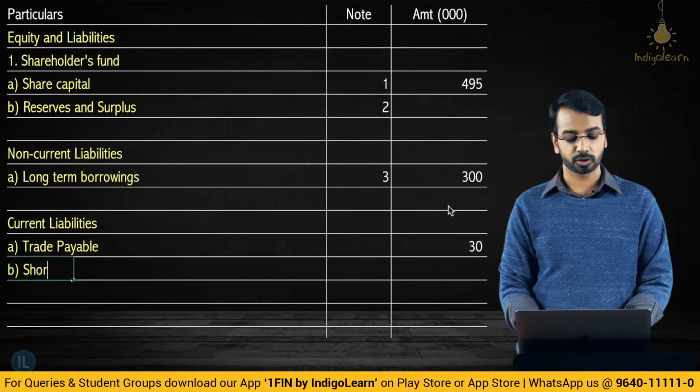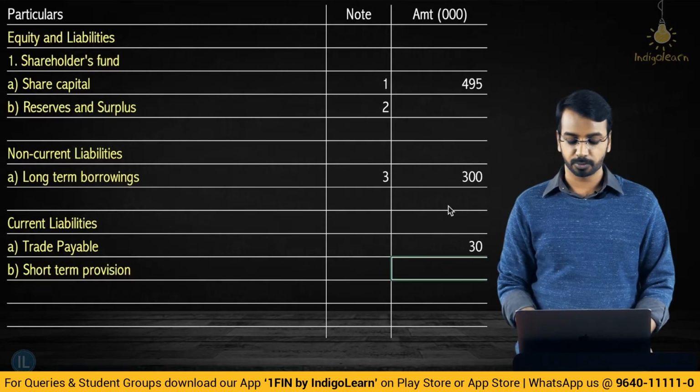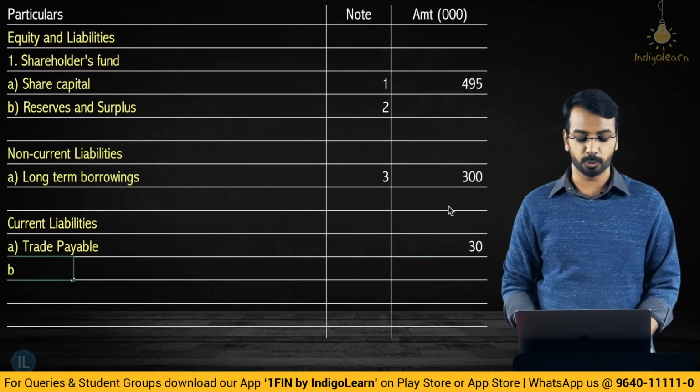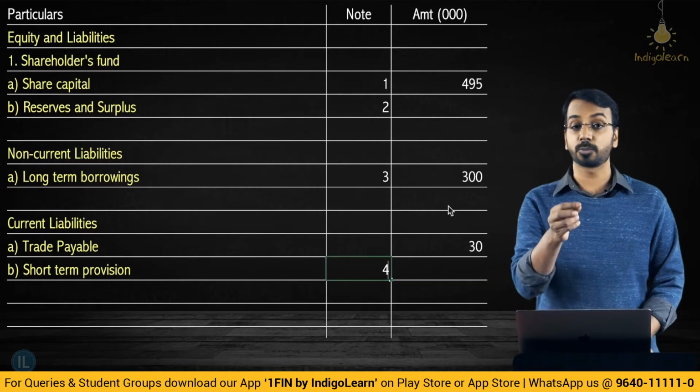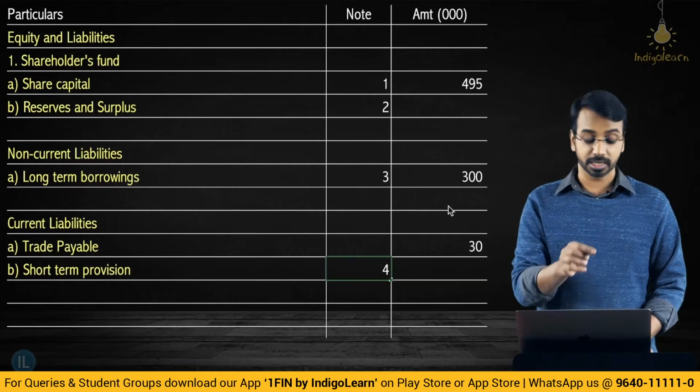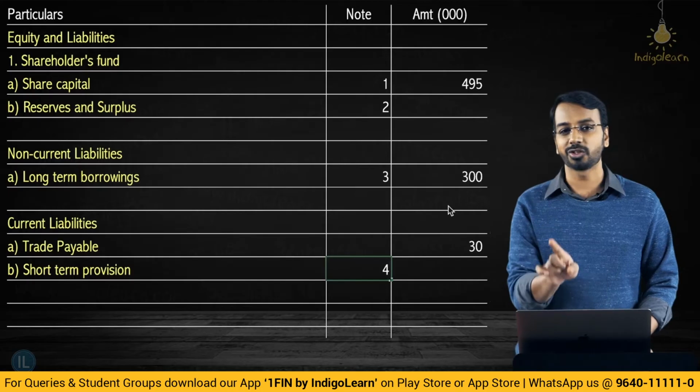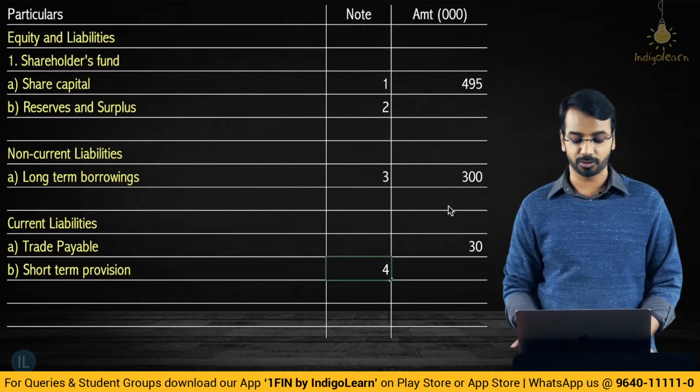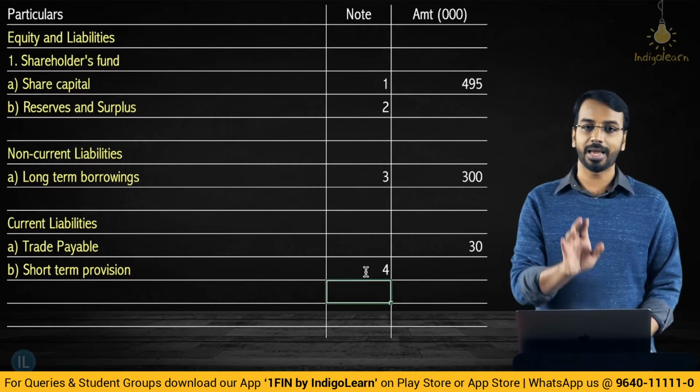So B, short term provision, which is provision for taxation. After preparing P&L, we'll get to it, right. Here you can put a note for this because we are showing short term provision, but the actual item is provision for taxation. Okay, with this we are done with the liabilities and equities, right.